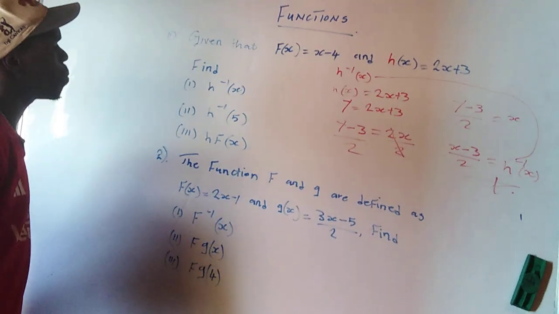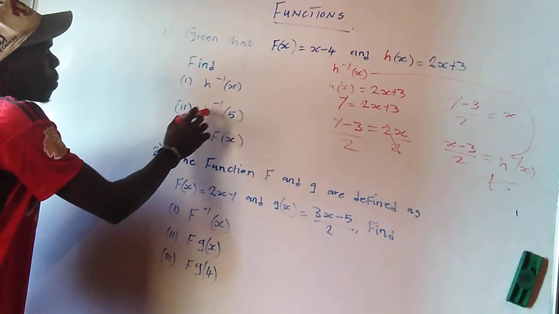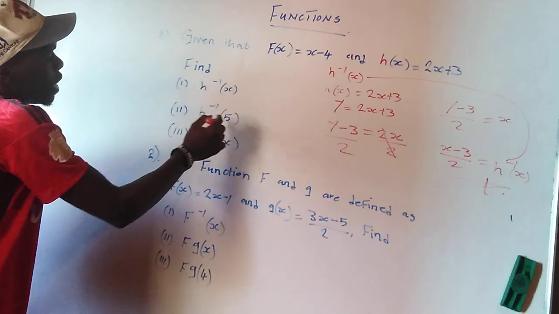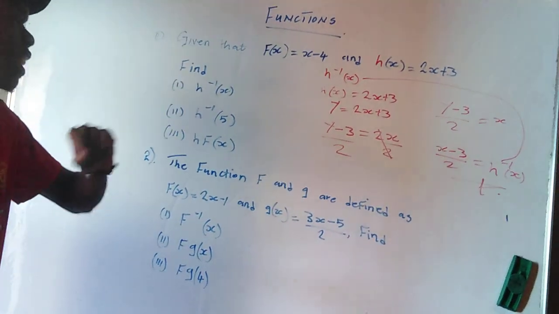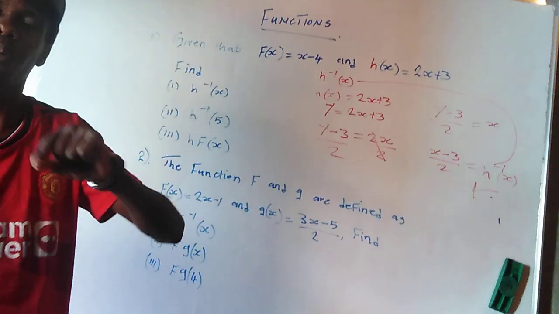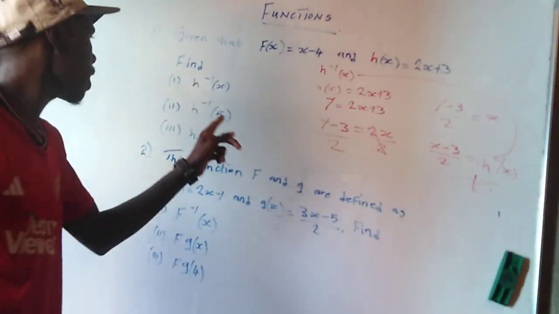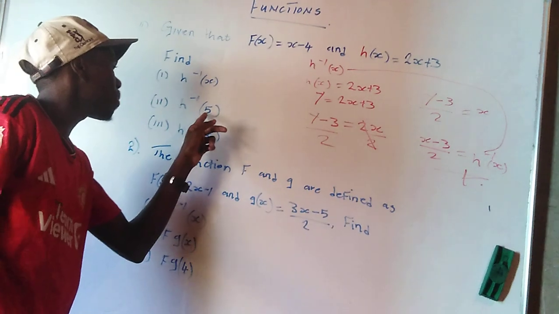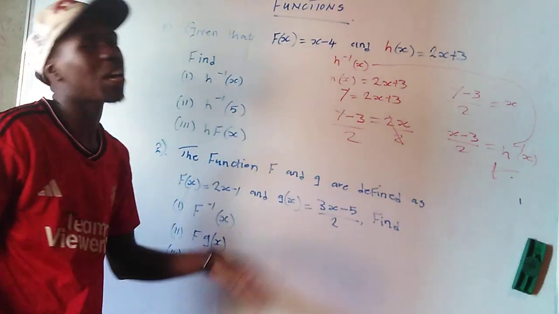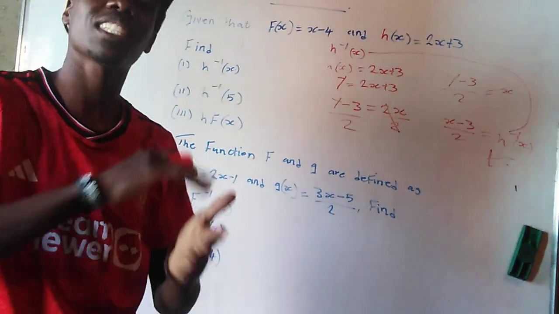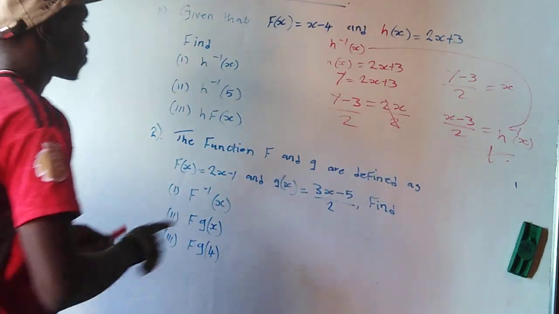So now the second Roman numeral is saying h to the power negative 1, inside is a bracket where here there is x, but here there is a 5. Meaning that the inverse that you have found, where there is x, just replace it with a 5. If we had a negative 2, we could have replaced it with a negative 2. If we had a negative 3, I could have replaced it with a negative 3. As simple as that.